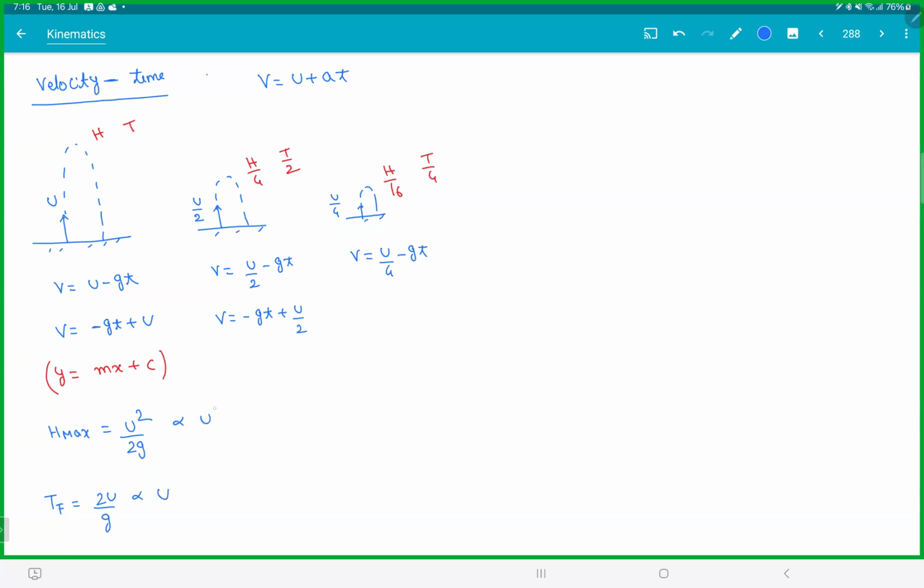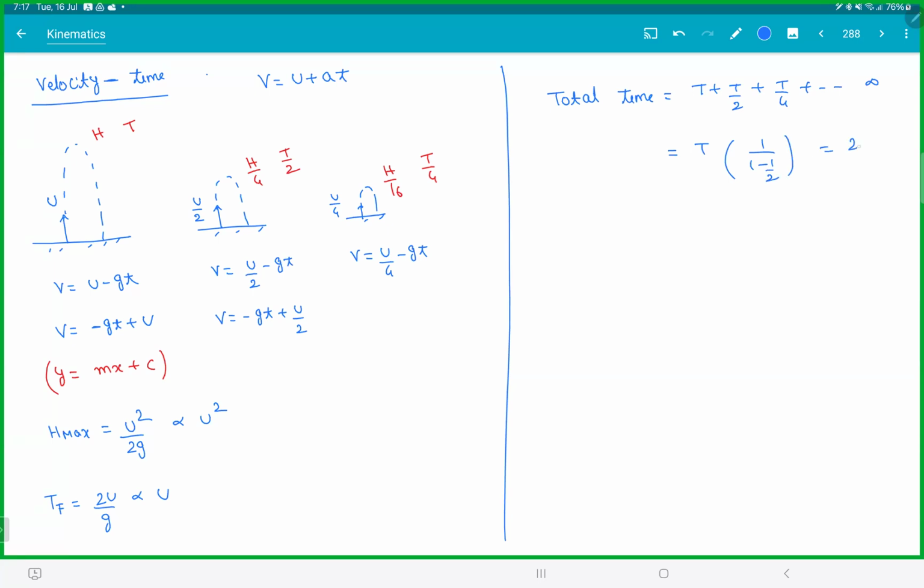So H depends on U square and the time of flight depends on U. So total time will be T plus T by 2 plus T by 4, and so on till infinity. This turns out to be T into 1 over 1 minus half, which is 2T. I'm just getting all the data ready. So one thing is clear. First, you're dealing with a straight line. And we have the total time of flight also.